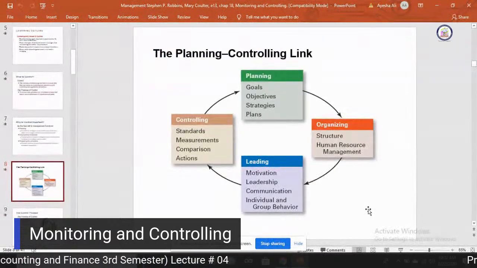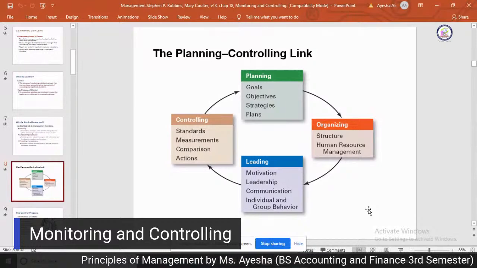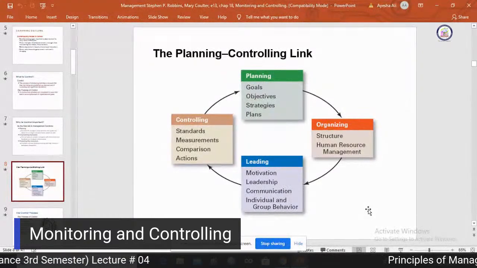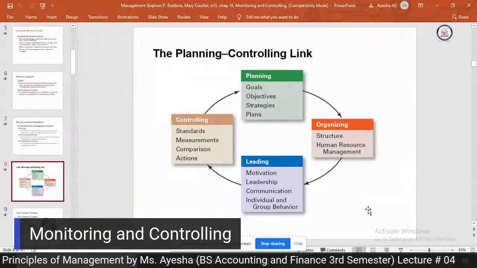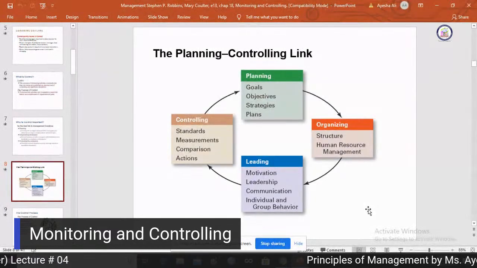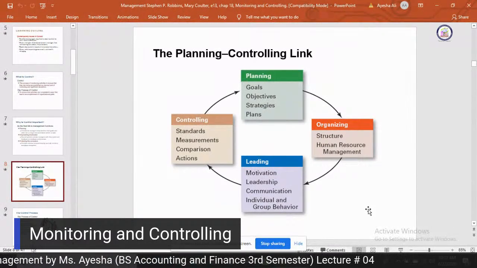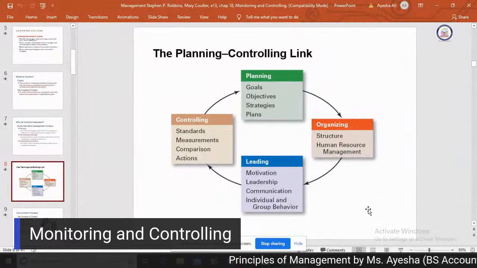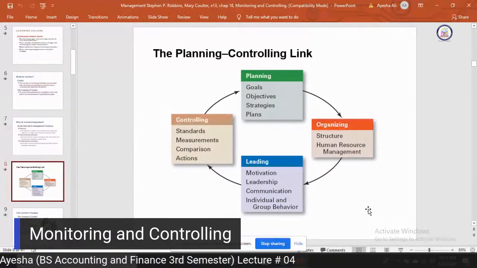Then we have the planning and controlling link, in which we have the diagram: the first one is planning, then organizing, then leading, and then controlling. In planning we have goals and objectives, which are basically synonyms of each other. These are the goals and targets which the organization wants to achieve, the desired outcomes. After that we have strategy, which is the analysis of the internal and external environment and finding the best match between strengths, opportunities, threats, and weaknesses.